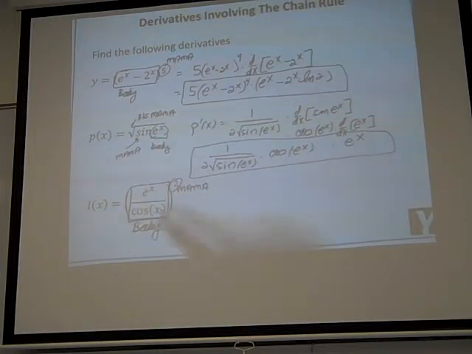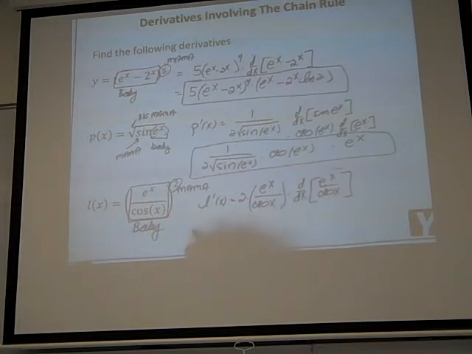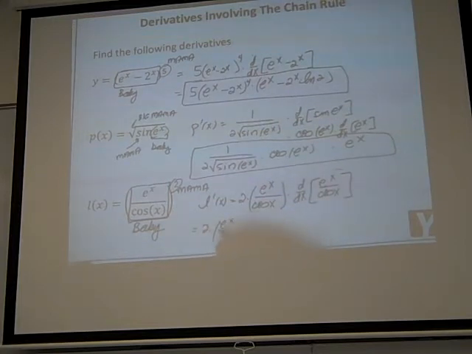In order to take the derivative, in order to find L prime, you take the derivative of the mama, which is 2 times x. So 2 times e to the x over cosine of x times the derivative of e to the x over cosine of x. You have to use your quotient rule here. So the quotient rule, let's just rewrite everything else.